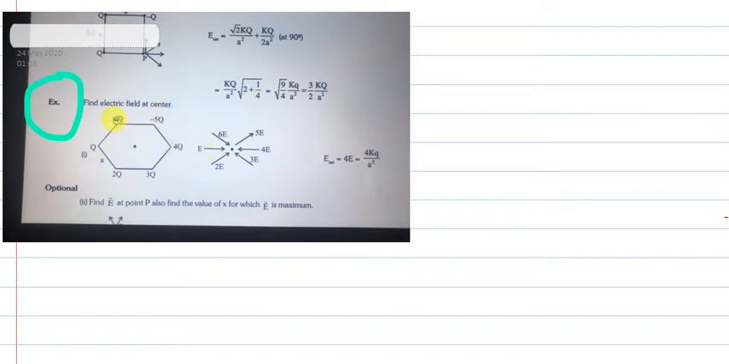So here we have 6q charge. Here we have minus 5q charge. Here we have 4q, 3q, 2q and q, and length A is given. Okay, no problem. Now what?